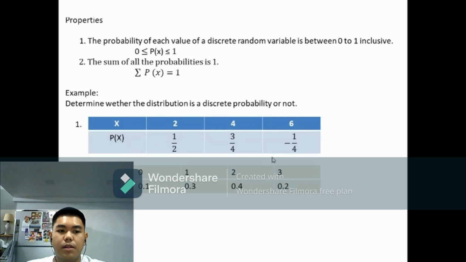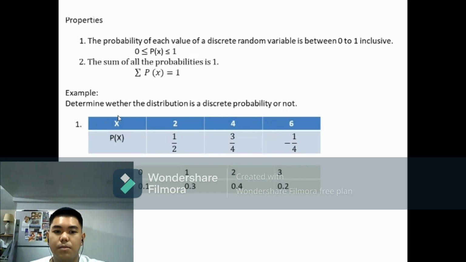If our probability is greater than 1, it is not a discrete probability distribution. Number 2. The sum of all probabilities is equal to 1. So when we add all our p of x, it should be positive 1.